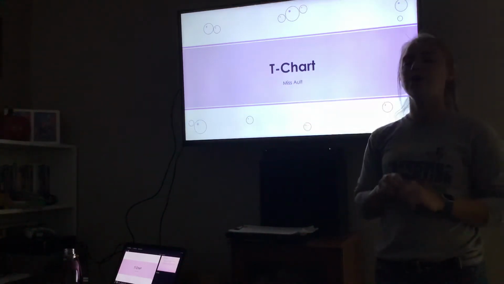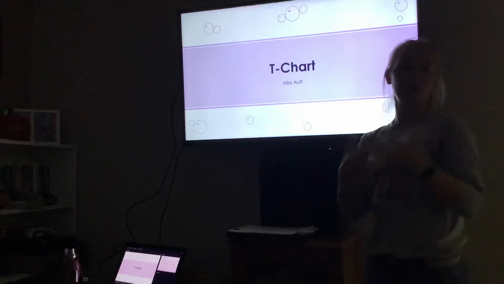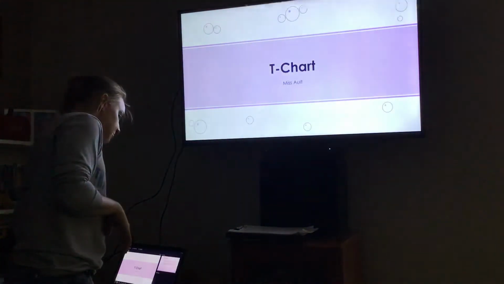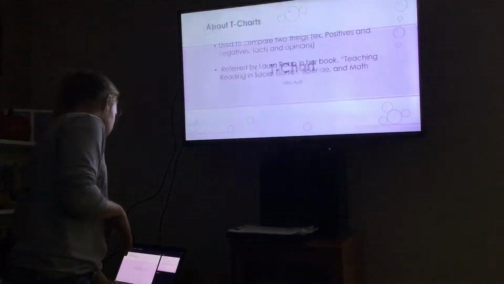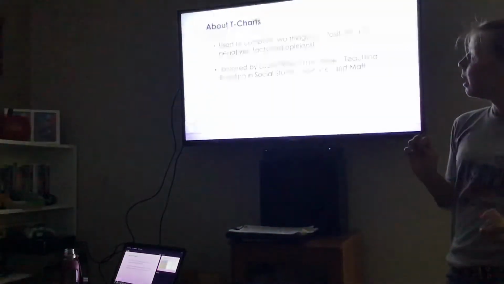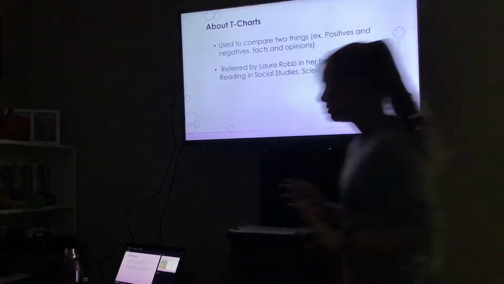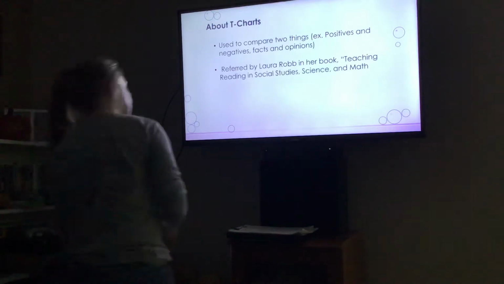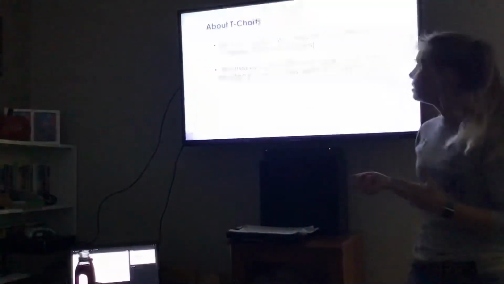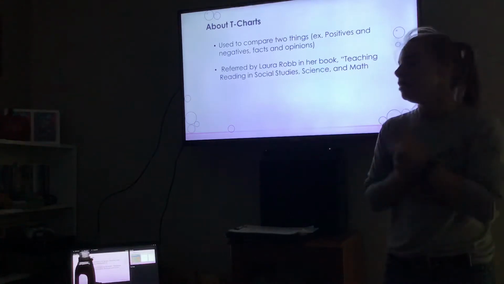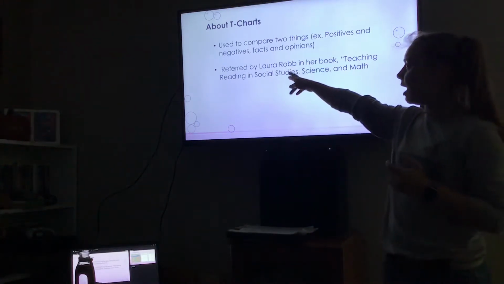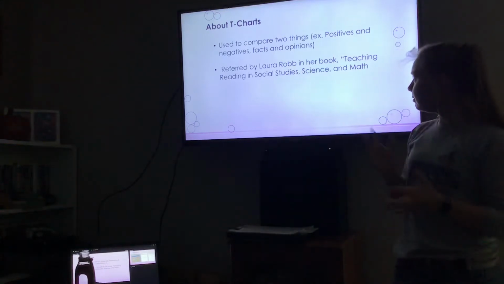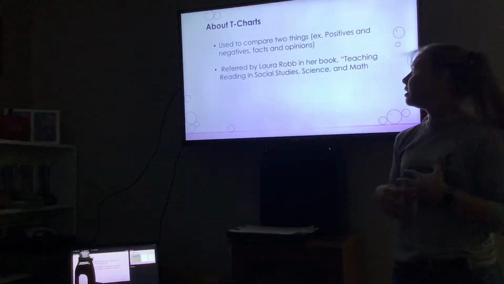Who in here has ever heard of a T-chart or even seen a T-chart? Okay, so a couple of you. A little bit about T-charts: they're typically used to compare things, such as the positives and negatives of something, or facts and opinions. This strategy is referred to by Laura Robb in her book Teaching Reading in Social Studies, Science, and Math.